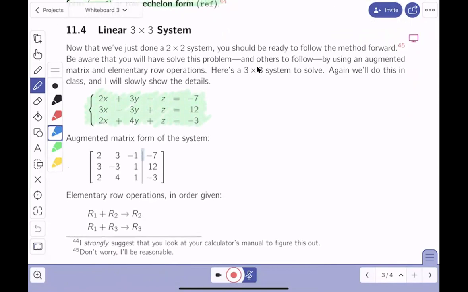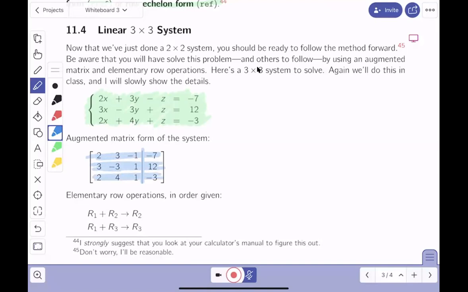So remember, this means it's equal. What's the first row read as? Well, provided I know it's x, y, z, the first row would be read as 2x plus 3y minus z is equal to -7. That's exactly what that first row up there says. What's the second row say? 3x minus 3y plus z is 12. What's the third row say? 2x plus 4y plus z is -3.